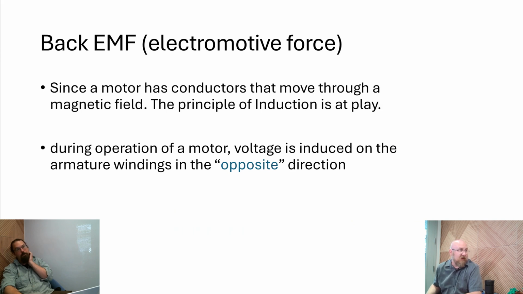This comes into the next topic we need to be aware of. We go into way more detail on EMF in the AC panel build class, but this is an important thing to relate to here. Because we are talking about conductors moving through a magnetic field, there is induction happening. During operation, voltage is induced on the armature wires in the opposite direction. This causes resistance, this back EMF, and that's why it isn't a short circuit.